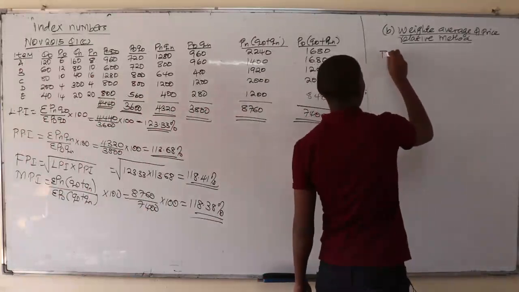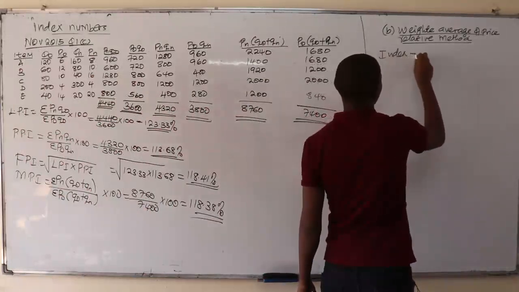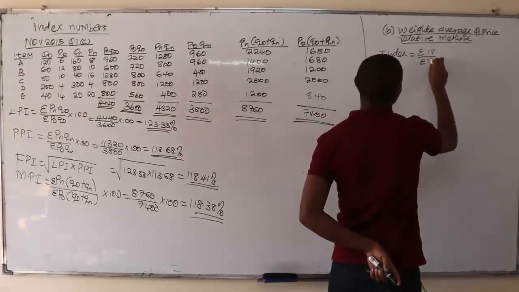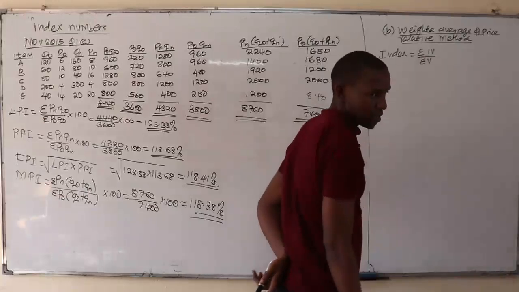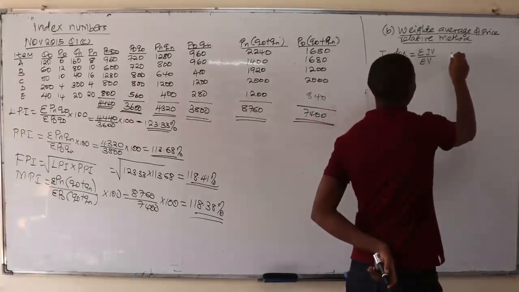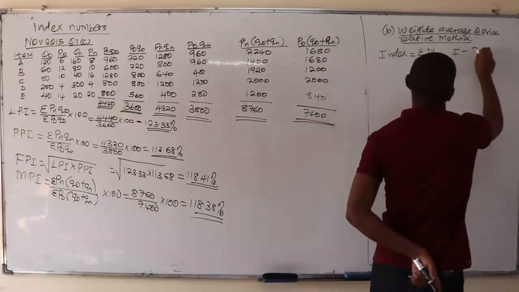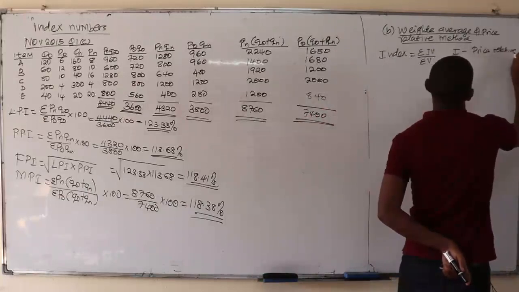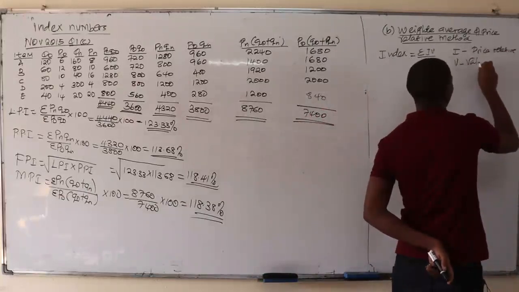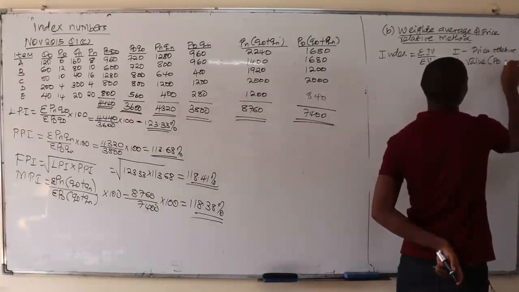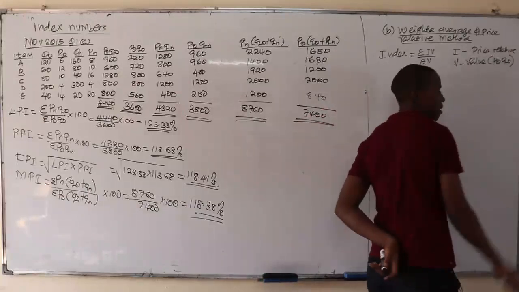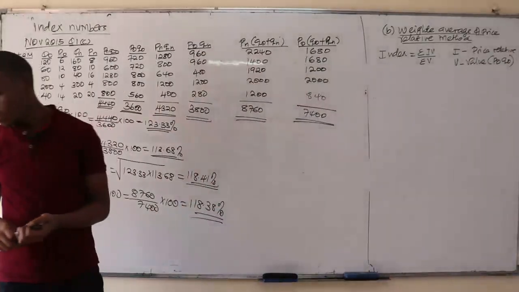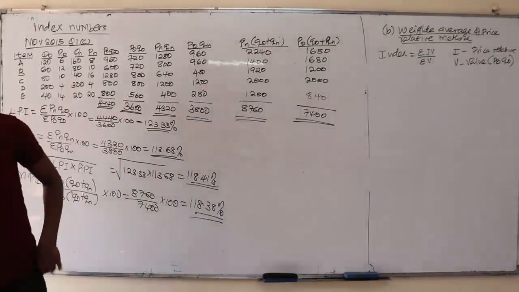So for you to get the index in this case, you normally take the summation of IP over the summation of V, where I is the price relative and V is the value. And to get the value, you just take P0 and multiply by Q0.